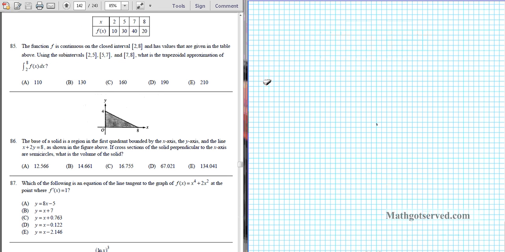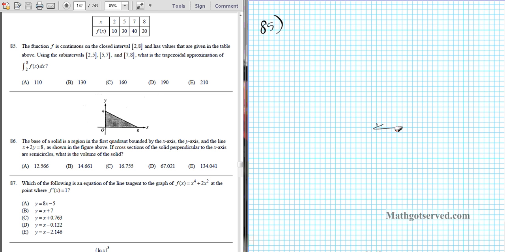All right, let's take a look at question 85. We're told that the function f is continuous on the interval 2 to 8, as illustrated in this table, and has the values that are given above. Using the intervals 2 to 5, 5 to 7, and 7 to 8, that's 3 subintervals, what is the trapezoidal approximation of the integral of the function from 2 to 8?